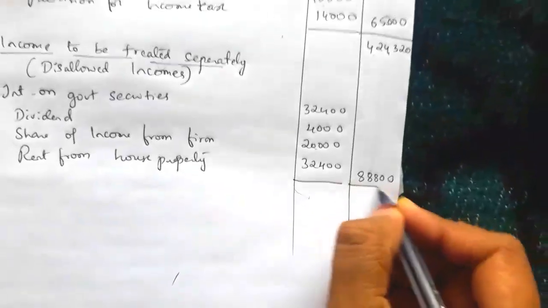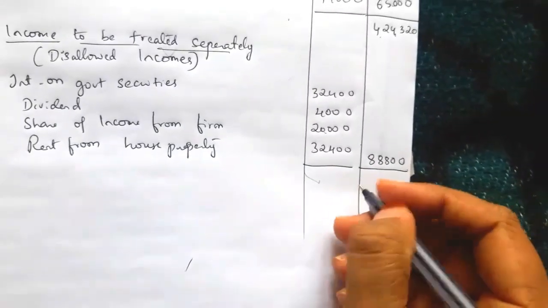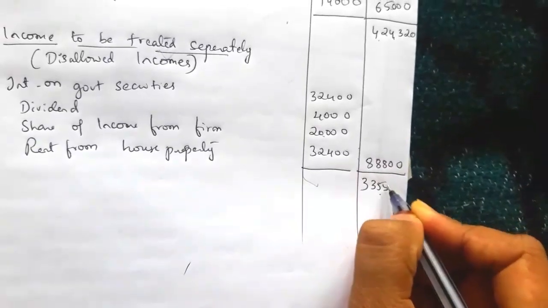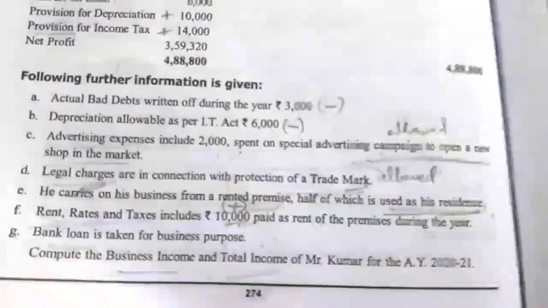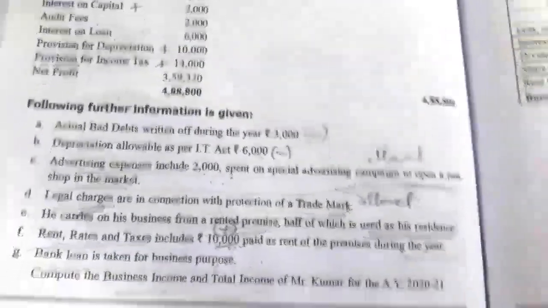So when you deduct it from the above value, that is equal to 3,35,520. So next, that is over. Income to be treated separately. Next we have two more expenses, which are allowable expenses not allowed so far.